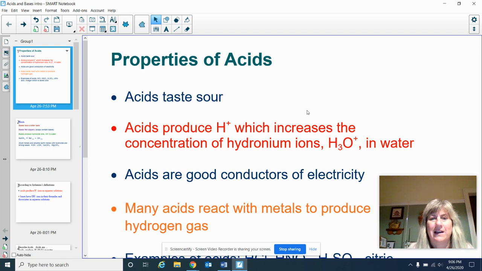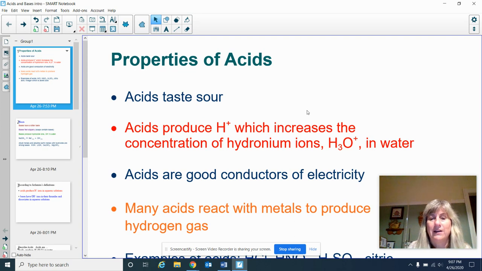Hey guys. Well, today we're going to start talking about acids and bases. And to begin with, just a little bit about acids. Now, acids are something that you have definitely eaten, drank, used on your skin, many different types of acids in the world. But as far as just a general description, acids taste sour.